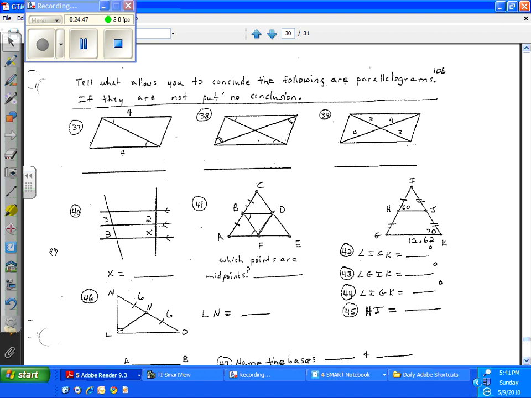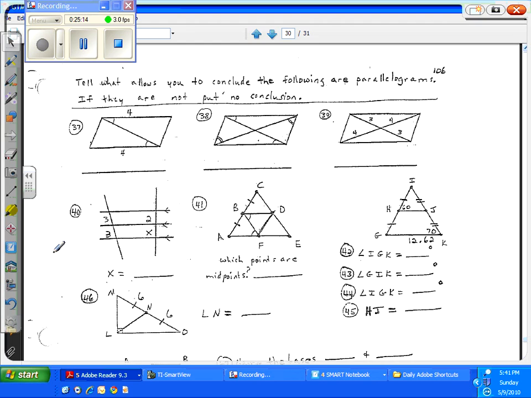So both pairs of opposite sides are parallel, both pairs of opposite sides are equal, both pairs of opposite angles are equal, the diagonals bisect each other, and then one that's kind of a mixture of two properties, but it's not two full properties, and it's a way to prove it, is that one pair of opposite sides is both equal and parallel.